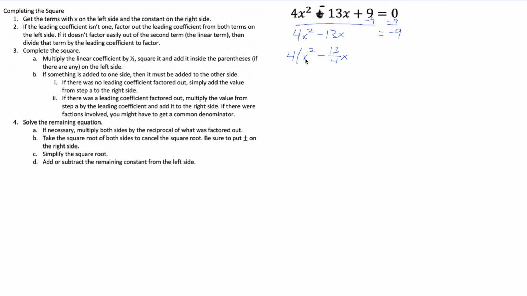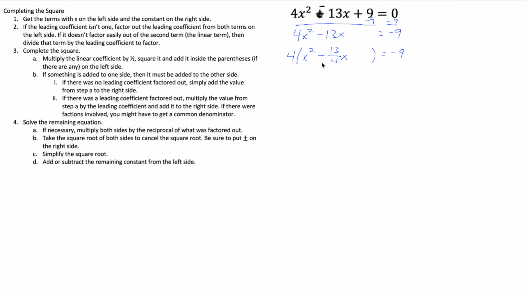And so, if it doesn't factor out easily, it's just 13 over 4. You can reduce it sometimes if possible, but this one doesn't reduce. And so that's how you get that middle term, that linear term. So we did that. Now we're going to complete the square. Sorry, we still have -9 over here. And so to complete the square, what do we do?